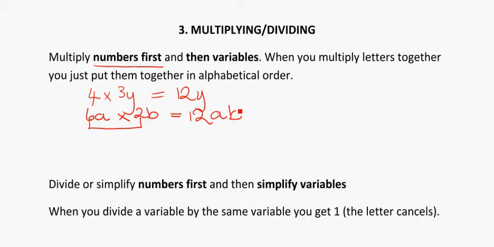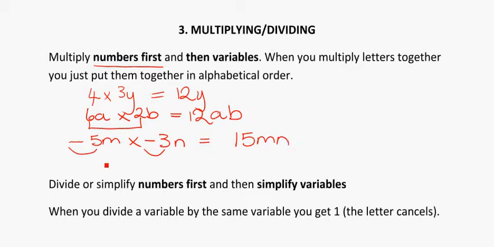Let's try some with some negatives. Negative 5m times negative 3n. Okay, numbers first. Negative 5 times negative 3. You know that when you multiply two negatives together you get a positive. So 5 3s are 15 and the sign is positive. And put the letters together, mn, alphabetical order.